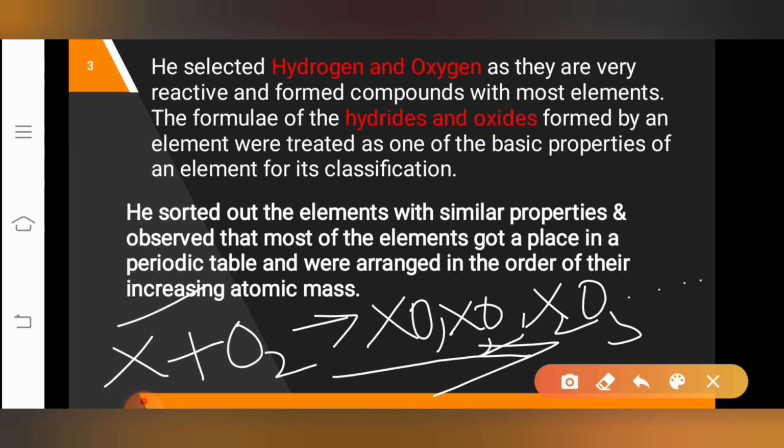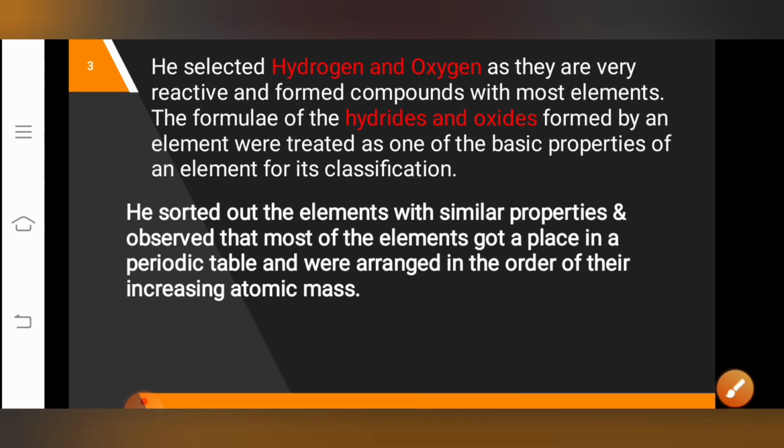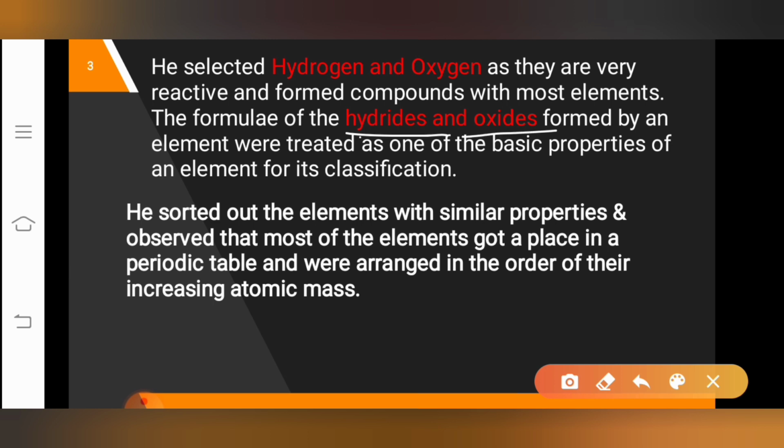Okay, and another important thing you have to note down is that the formulas of hydrides and oxides were very important, because the formula of hydrides and oxides formed by an element were treated as one of the basic properties of the element for its classification, because it was a critical parameter for the classification of elements. As I told you now, XH, XH2 or XO, X2O, X2O3, all these were based on the formula of hydrides and oxides. Correct?